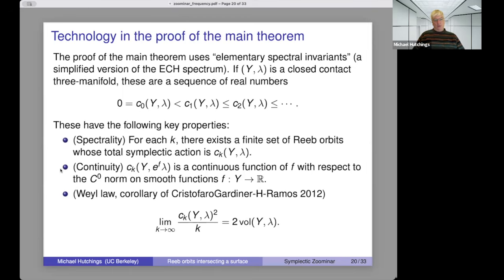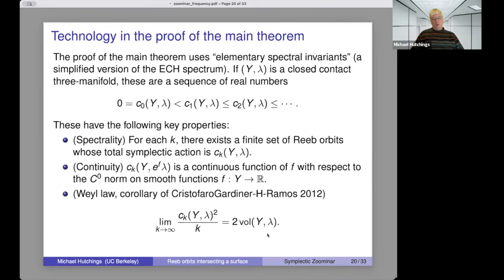So the first two properties follow kind of straightforwardly from the definition. And then there's one very non-trivial property, which is the Weyl law, describing the asymptotics of these spectral invariants, which says that the limit as k goes to infinity of c_k squared divided by k is 2 times the volume of the contact 3-manifold.